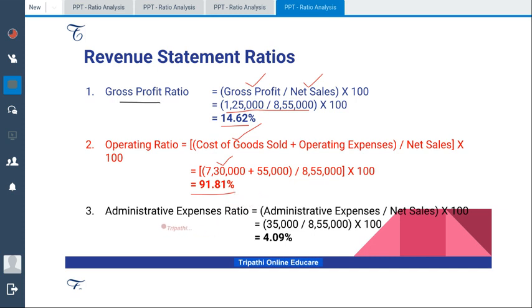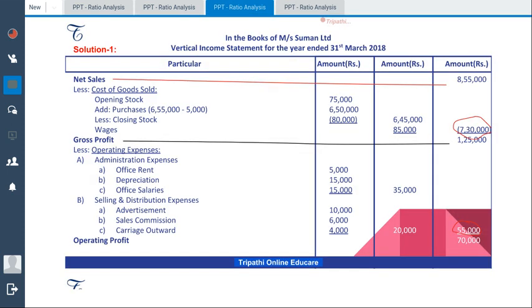Next is administrative expense ratio. Formula is administrative expense upon net sales into 100. Let us go and check administrative expense, the total of administrative expense. So the total of administrative expense is 35,000. So we will say 35,000 upon 8,55,000 into 100.